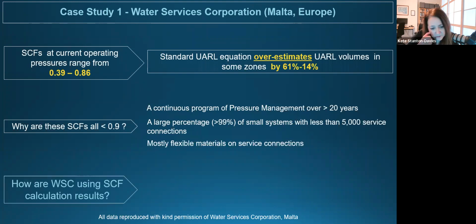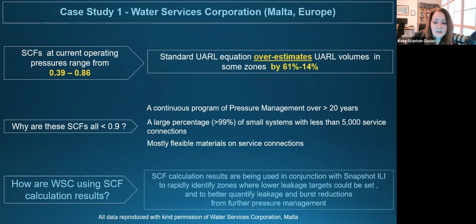So Water Services Corporation are using these calculation results in conjunction with the snapshot ILI technique. This allows them to very quickly identify zones where lower leakage targets could be set and to be able to better quantify leakage and burst reductions from further pressure management activities.